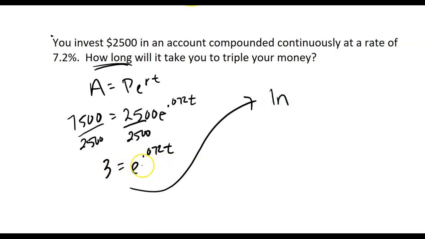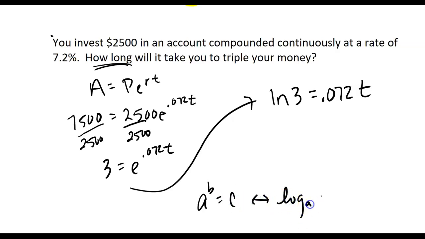And remember, when you rewrite as a log, everybody kind of switches places. So this is going to turn into the natural log of 3 equals 0.072 times t. Look at your conversion formula for exponents to log if that doesn't make sense to you, because it's supposed to be something like this that you can go back and forth on. Okay, and that's literally all I did just now.